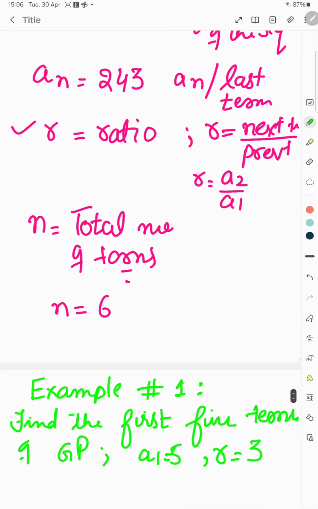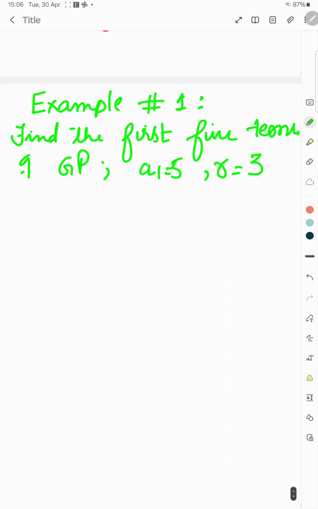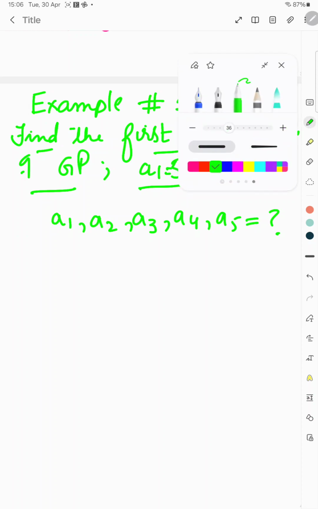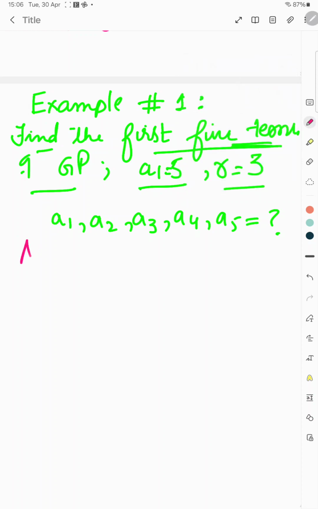Okay student, now we will start our example. In the example, it is given, find the first 5 terms of the geometric progression. So what we have to find here, we have to find the first 5 terms. So terms are always represented by small a1, small a2, small a3, small a4, small a5. So here we have to find the first 5 terms of the sequence. Okay student, and what is given to us here, a1 is given and r is given. So I will start the answer of this example.